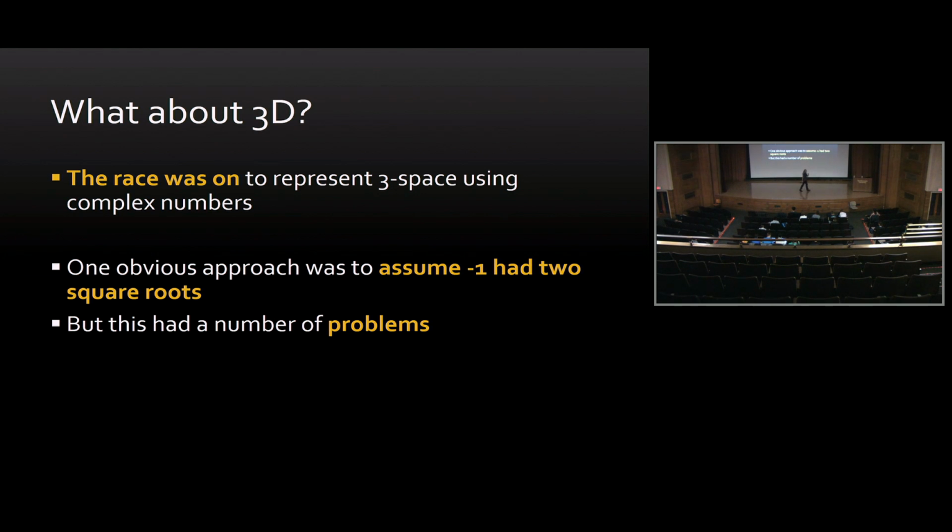And the obvious thing to do was to say, oh, -1 now has 2 square roots. That didn't work. And we will pick up with this on Monday, and we will talk about quaternions, which were the version that did work. Have a great week.